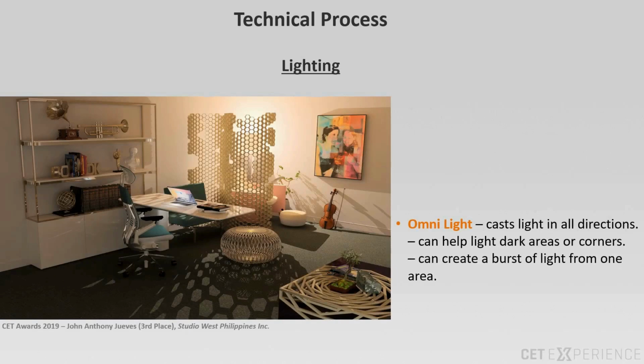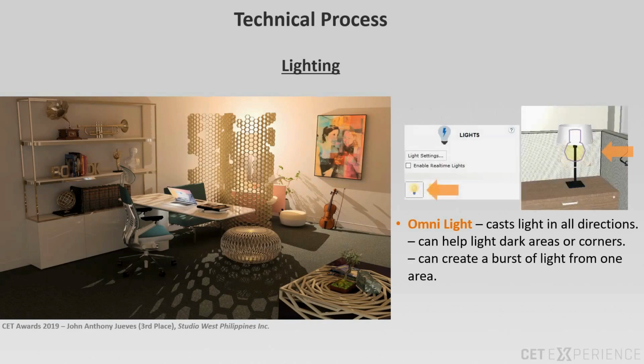It projects light in all directions and is useful to make certain areas naturally visible. Since this is an all-around lighting source, the omni-light symbol appears like a ball of light in CET. You can adjust the size, intensity, and temperature as you like. In my entry for the CET Awards 2019, I placed an omni-light in a floor lamp in the corner to create a burst of light which casts shadows behind the screen for a dramatic effect.